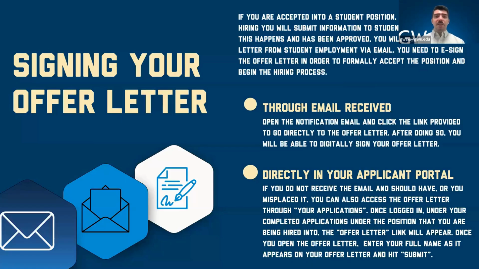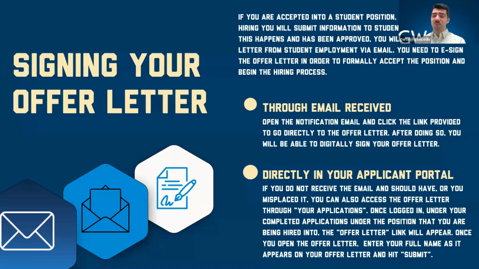So, signing your offer letter. If you are accepted into a student position, the department hiring you will submit information to student employment. And so after this happens and it has been approved, you will receive an offer letter from student employment via email. And you need to e-sign the offer letter in order to formally accept the position and begin the hiring process. Now, there are two ways to sign your offer letter. Through the email that you received directly, so open the email notification, and then click the link provided to go directly to the offer letter. And then after doing so, you'll be able to digitally sign your offer letter.